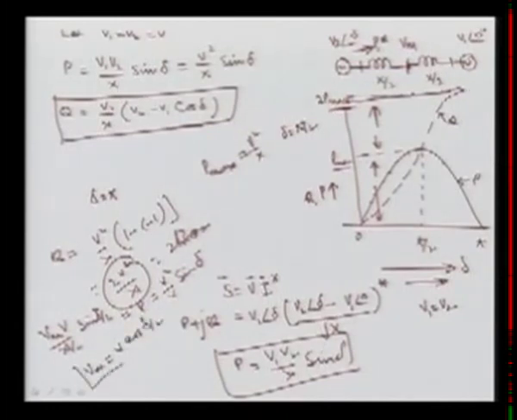You can just obtain it from this equation. Here V and V will cancel, x will be cancelled. Sine delta I can break into two terms, that is twice sine delta by 2 into cos delta by 2. So sine delta will be cancelled and the 2 will also be cancelled. So we will get this expression. And if you draw the graph for this, we will get V cos delta by 2.